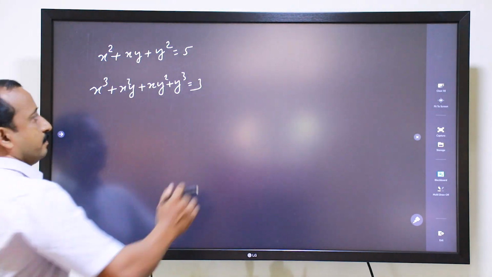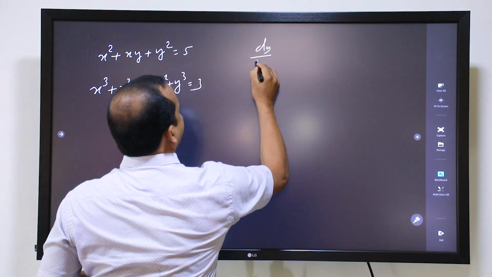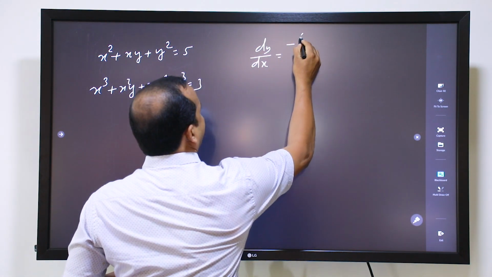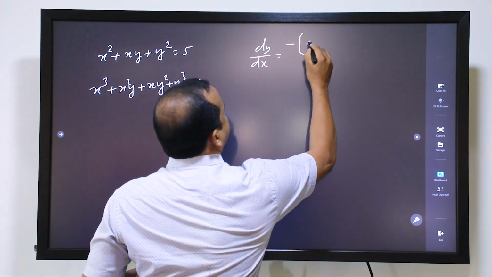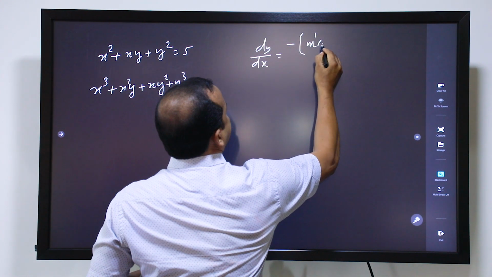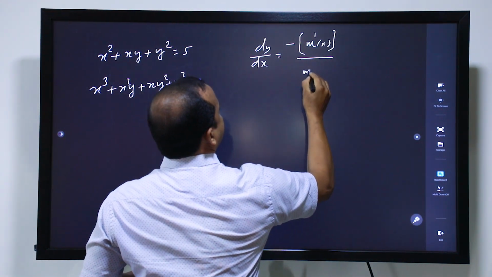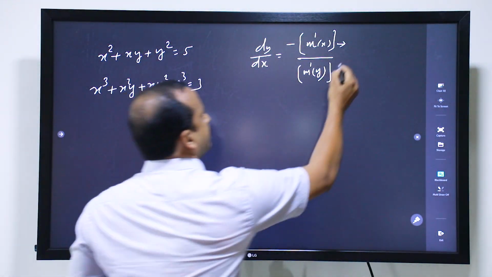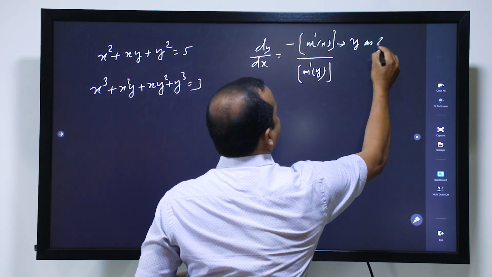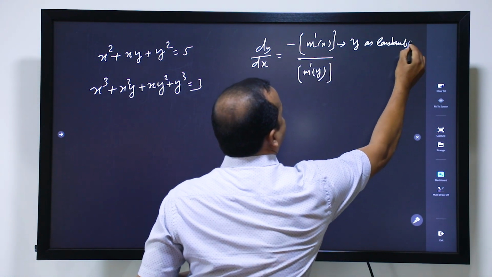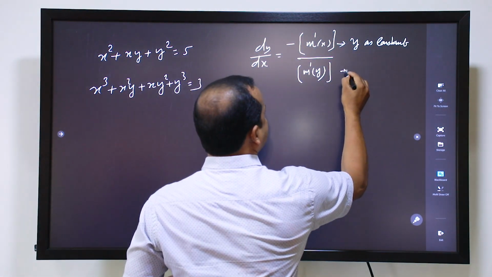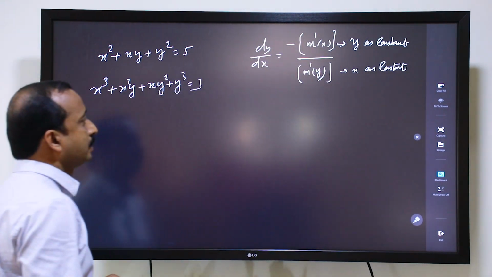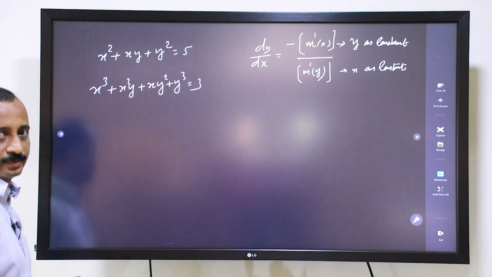The implicit function, in this case we use a shortcut technique, that is dy by dx is equal to minus of m dash x divided by m dash y. In this case, in the numerator we consider y as constant, and in the denominator we consider x as constant. Using this technique we find the derivative of this type of function.